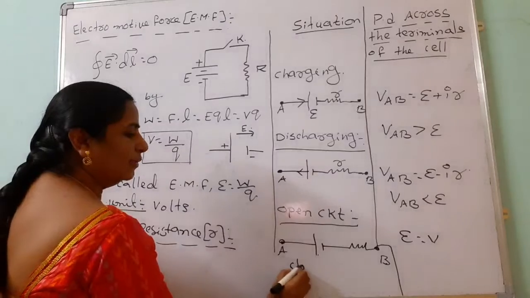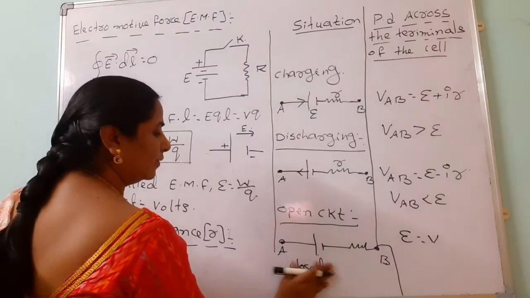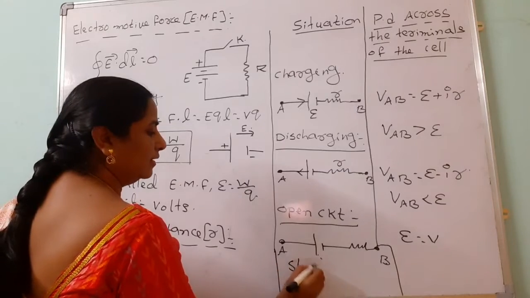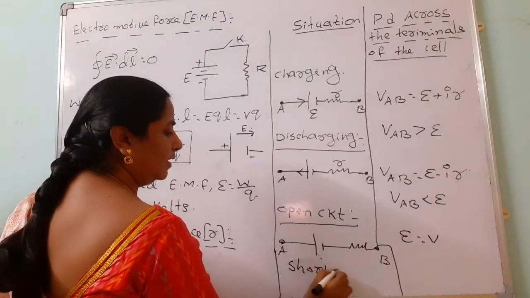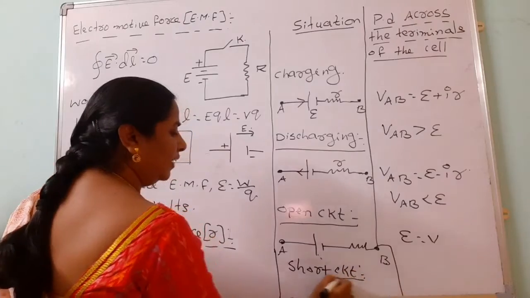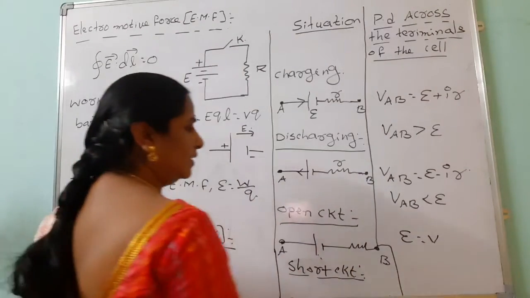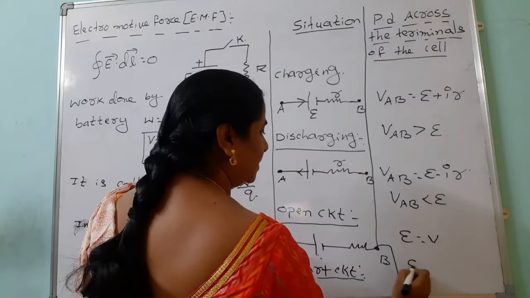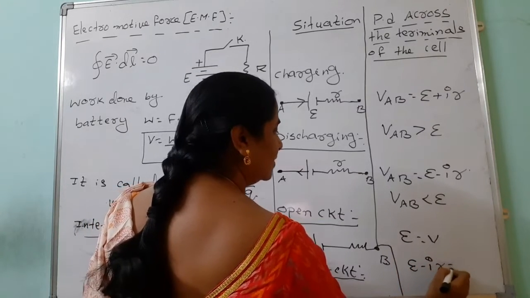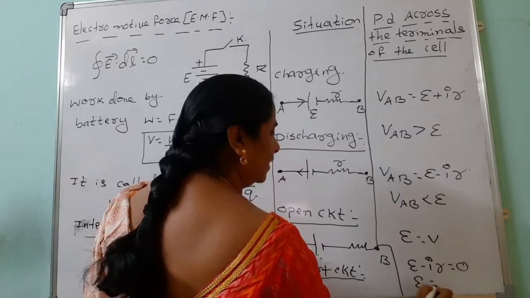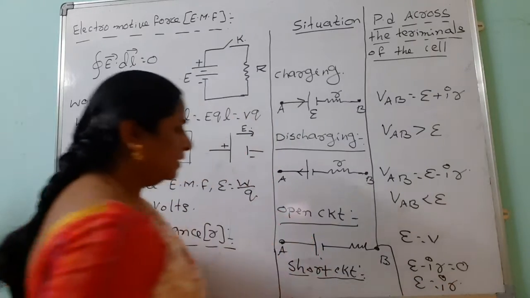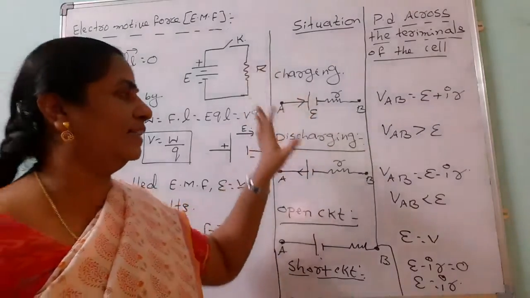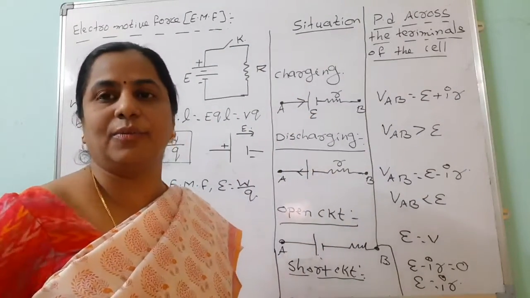Then the closed circuit. Instead of closed, we can take a short circuit; the closed circuit we will discuss later. In a short circuit, we are not connecting any external resistance. In this case, epsilon minus IR equals 0, so epsilon equals IR. This is about the short circuit, open circuit, discharging condition and charging condition of the electromotive force.